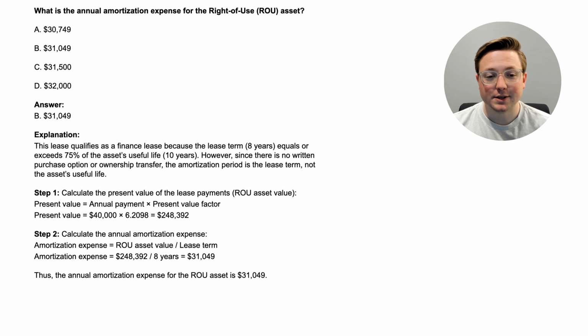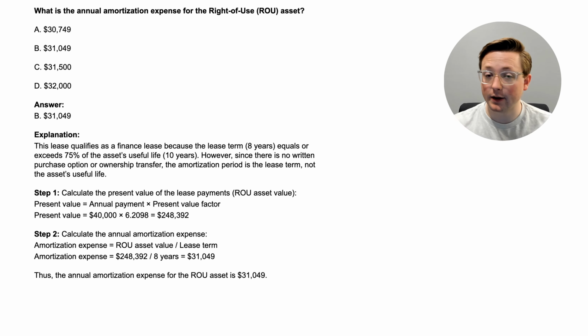All right, here we are. The answer is B, $31,049. That is the amount of annual amortization expense. So just in case that got you a little bit confused, again, this is the annual amortization that we're calculating. We're not calculating a monthly amortization or anything like that. So let's go to the explanation.